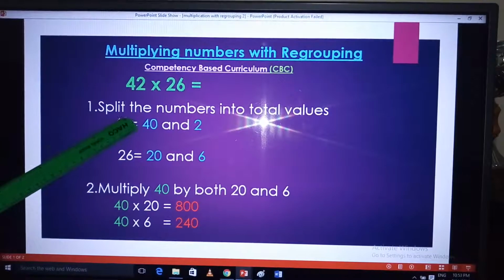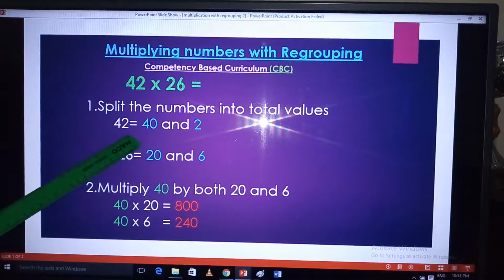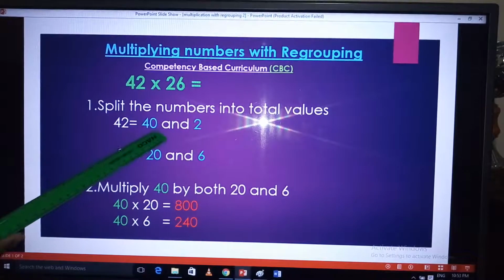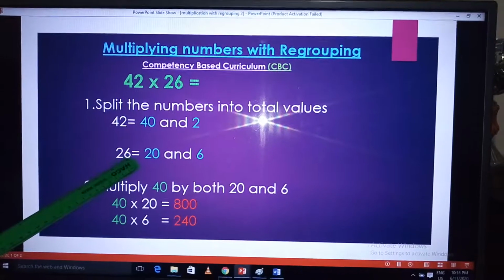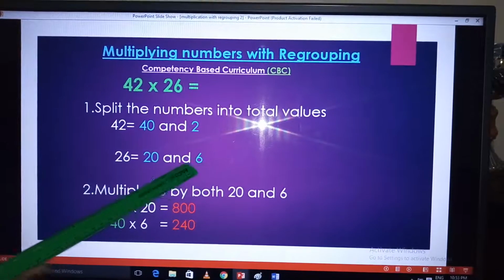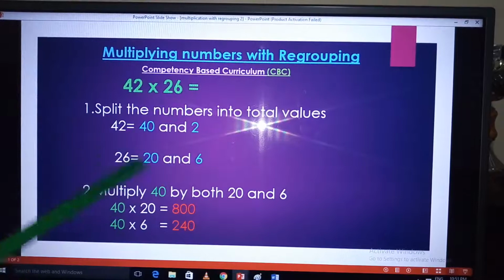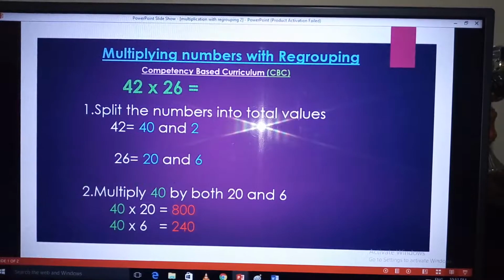Remember the total value of 42. In 42, the total value of 2 is 2. The total value of 4 is 40. In 26, the total value of 6 is 6. The total value of 2 is 20. That is how we come up with their total values.